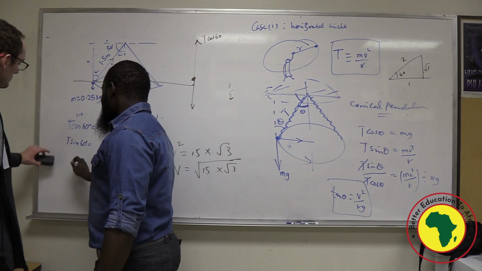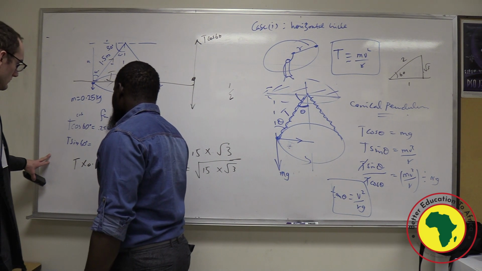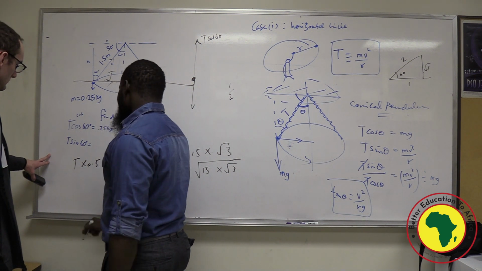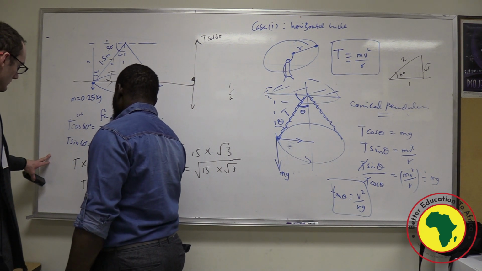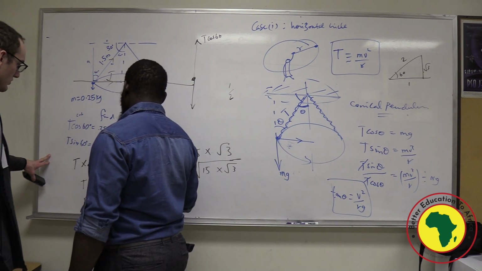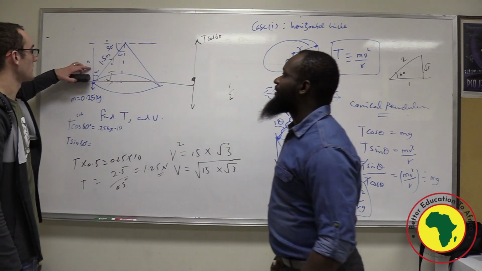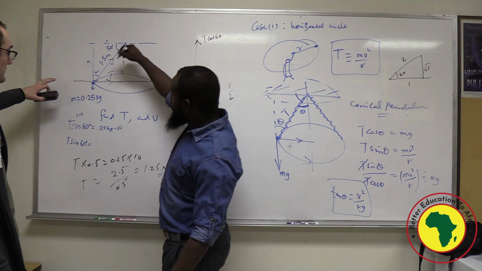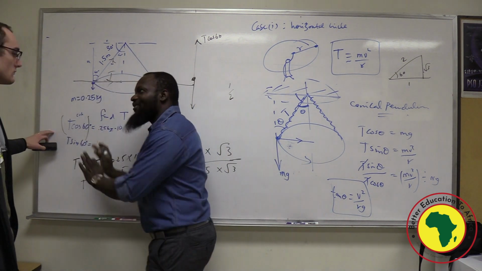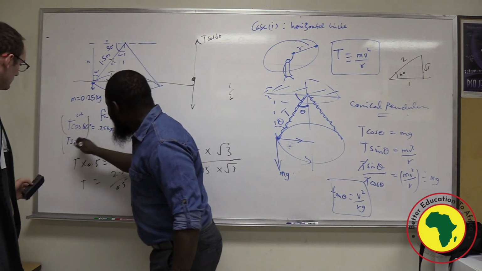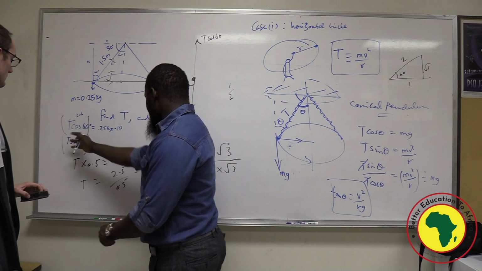So t cosine 60 is t times 0.5 equals 0.25 times 10. I get t. So t is 2.5 over 0.5, which is 1.25. That's all. So is that just the vertical component? No, that's the whole t. T cos 60 as a whole is the vertical component of t. T sine 60 as a whole is the horizontal component of t. But t itself you can get from here.